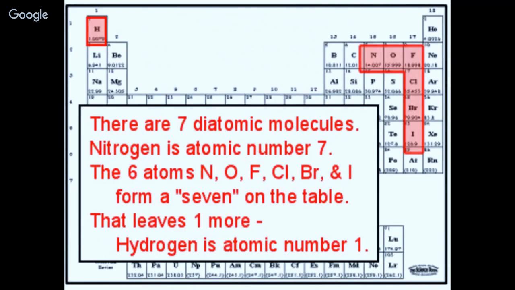If you're very bad at memorizing lists, then you can use this figure to help you. So there are 7 diatomic elements that can be found on the periodic table. Nitrogen is atomic number 7. So if you go to nitrogen and make a 7, so nitrogen over to oxygen, over to fluorine, and then down to chlorine, bromine, and iodine, that incorporates 6 of the 7 diatomic elements, and then hydrogen is going to be the last one.